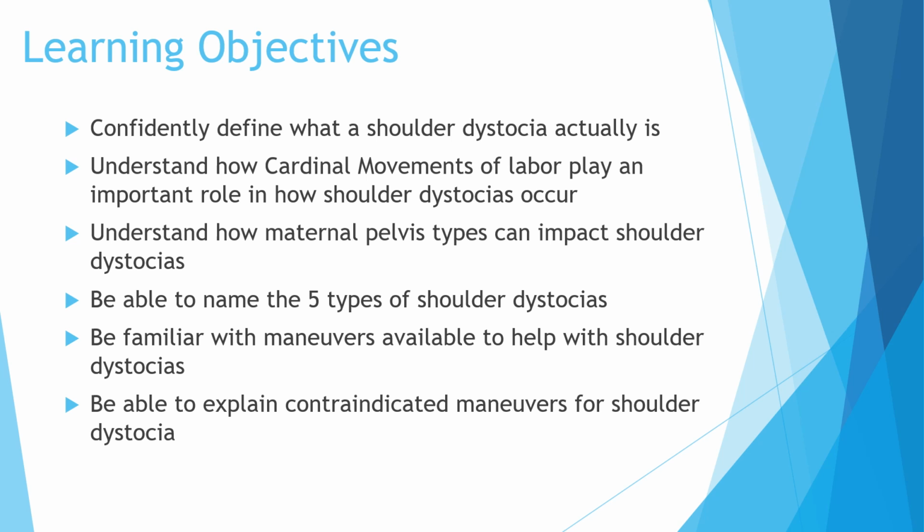Learning objectives, making sure in this section you can confidently define what a shoulder dystocia is, how cardinal movements of labor are so important with preventing shoulder dystocia, understanding shoulder dystocia, and the different maneuvers to try for shoulder dystocia. Understand how a maternal pelvis shape can affect a shoulder dystocia. Name the 5 different types of shoulder dystocias you can get, and what are the different maneuvers to resolve those shoulder dystocias. What are contraindications of maneuvers to not try?